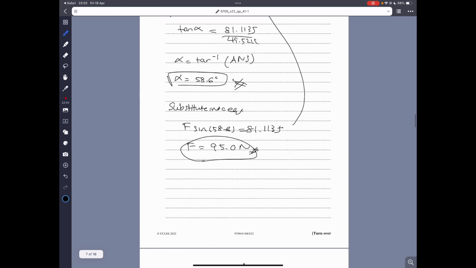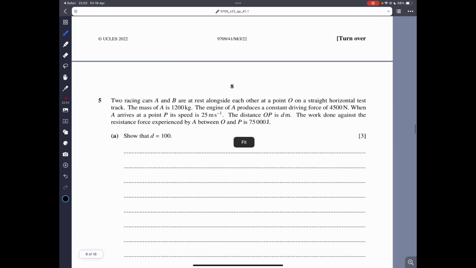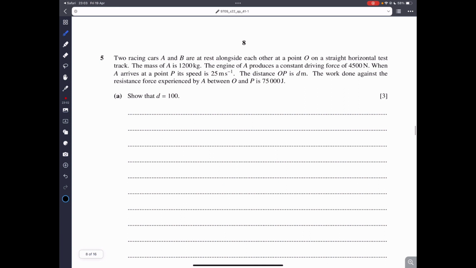Okay. Moving on to question number 5. In question number 5, this is a power question, and work done, energy, power question. Two racing cars A and B are at rest alongside each other at point O on straight horizontal paths. Okay, let's write down the given information first.